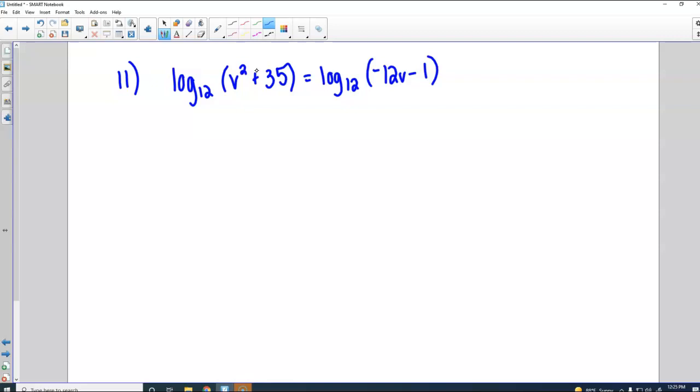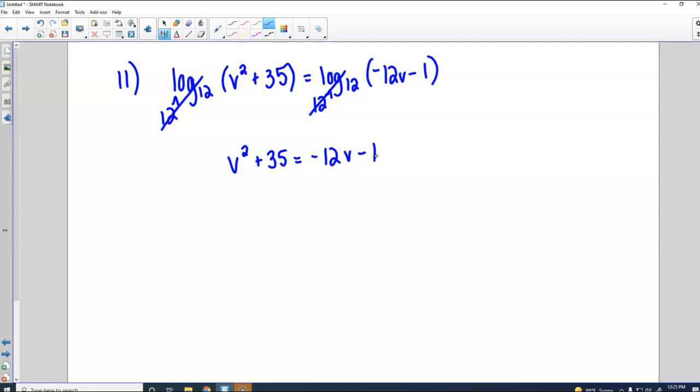All right, so, Cade, what would we do first on this problem? Okay, so same base, everything's on the inside of the log, so you can just drop the logarithms here. So you got v squared plus 35 equals -12v minus 1. Oh, we got a square.